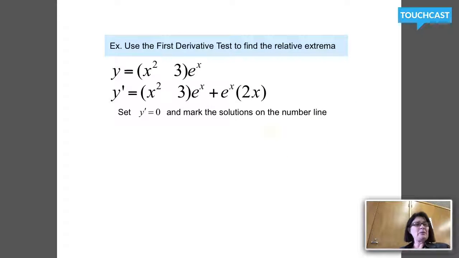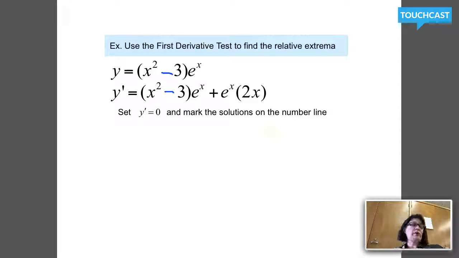For that second example, example B, I notice I did not actually label that function, so go ahead and call it y, like you can see I've done here. Oh, I see also that my subtraction signs are missing. This is horrible. Okay, so use the first derivative test to find relative extrema for y equals the quantity x squared minus 3, times e to the x.